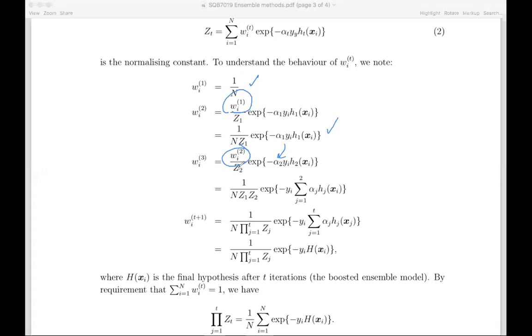You can see that now the denominator starts to have n, Z1, Z2. If you keep on doing this, then for t plus 1, by induction, you will get the denominator to be like this, which is a product of the normalizing constants.